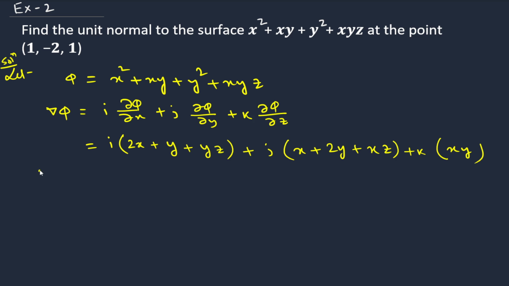So now the point is given. So nabla phi at the point 1, -2 and 1. So this point we have to put now. So after putting 1 in place of x, in place of y we will put -2, and in place of z we will put 1. So if you put all the values, you will get -2, -2, and then here -2. So it is -2 i cap, -2 j cap, let us omit.